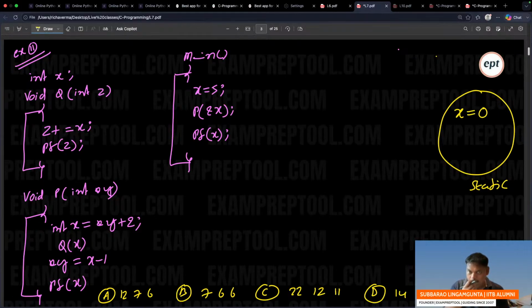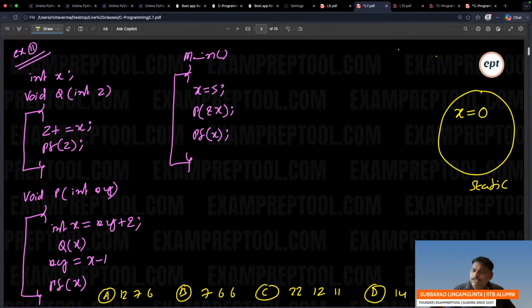1466. 1276, 766, 22, 12, 11, 1466. These are the options, right? Let's see what will be the answer. We'll see now. Everyone observe.